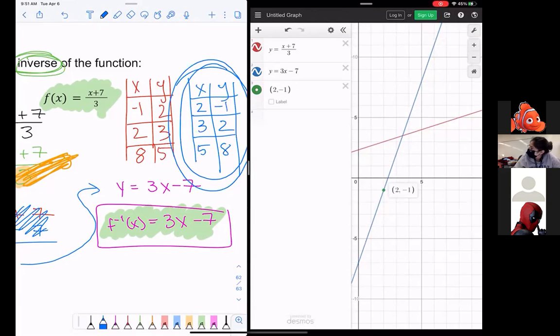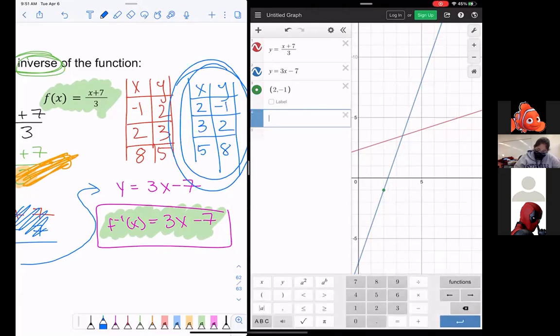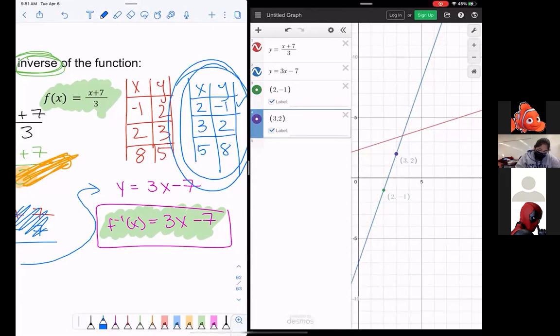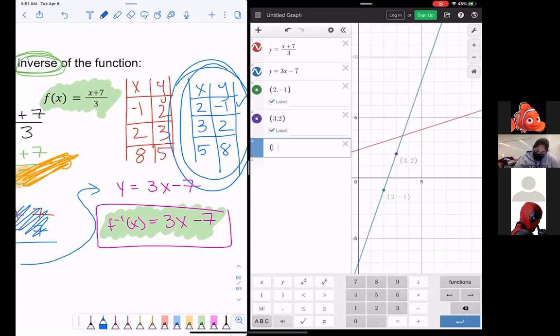You see it, Jordan? All right. So then we're gonna check our second point. So this one falls on top. Good. We're gonna do 3, comma, 2. All right, so see how it's on the line 2? That's good. Now we're gonna check our last point. 5, comma, 8. And do you see how all those points lie on the blue line?